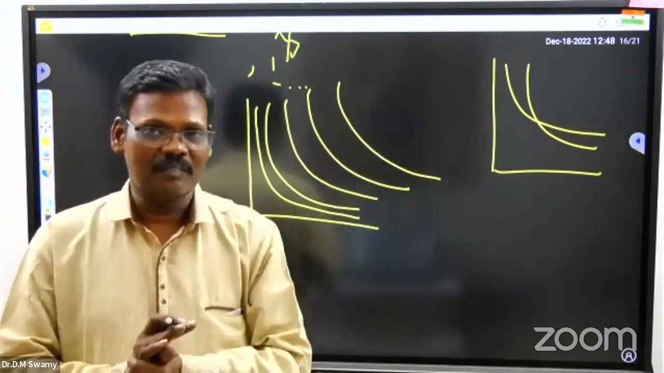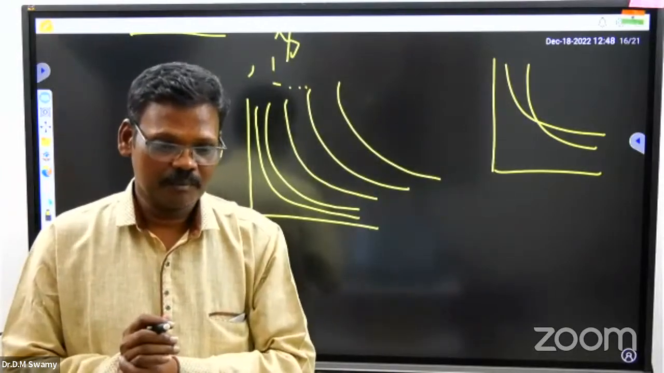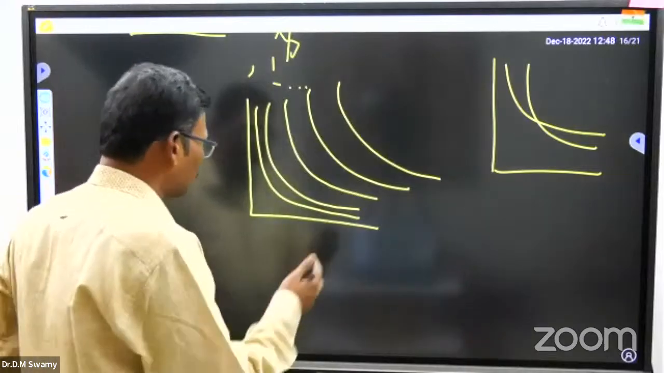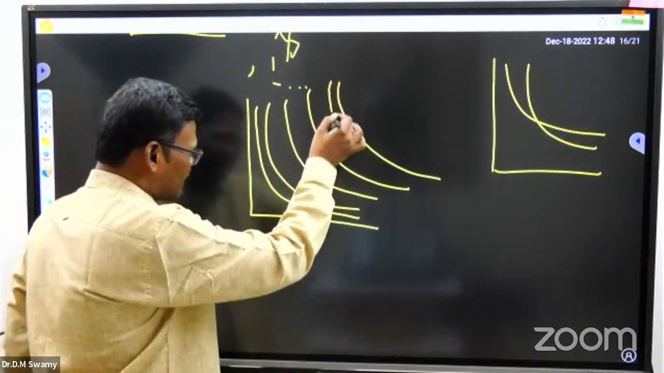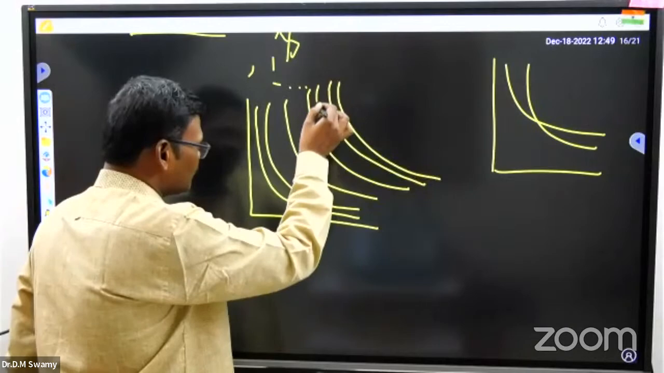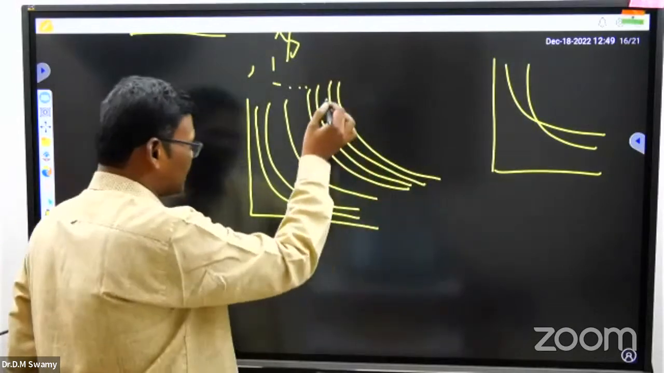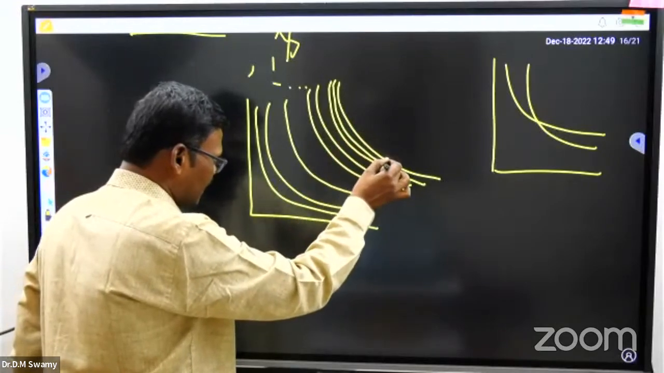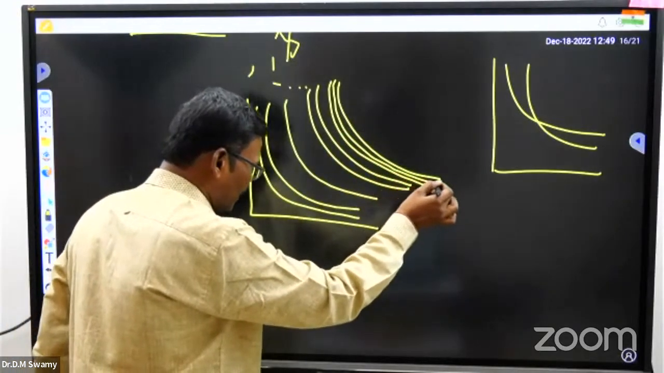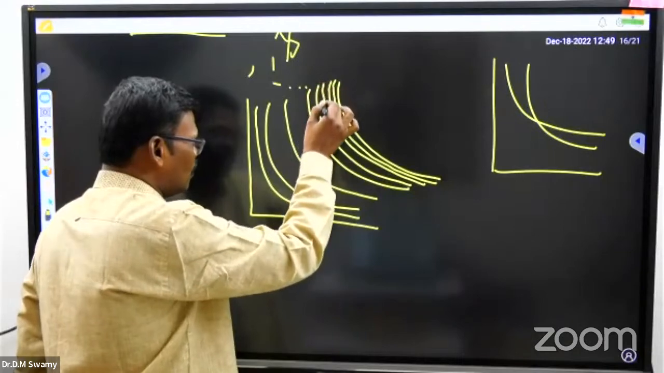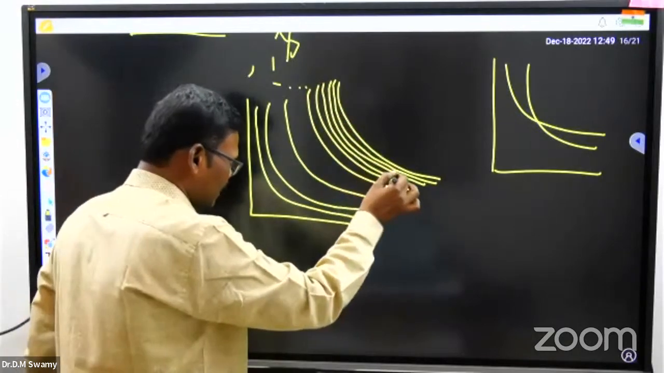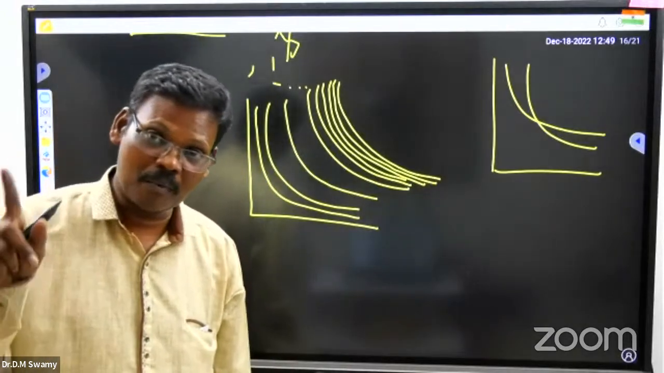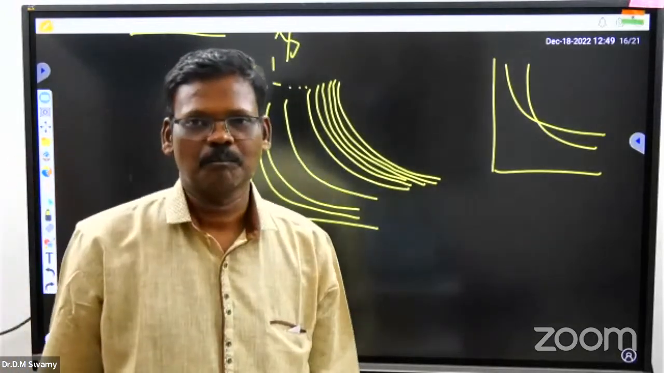Without touching each other, the indifference curve will be there. At the same time, we can draw any number of indifference curves in between two curves without touching each other. Please remember this point.